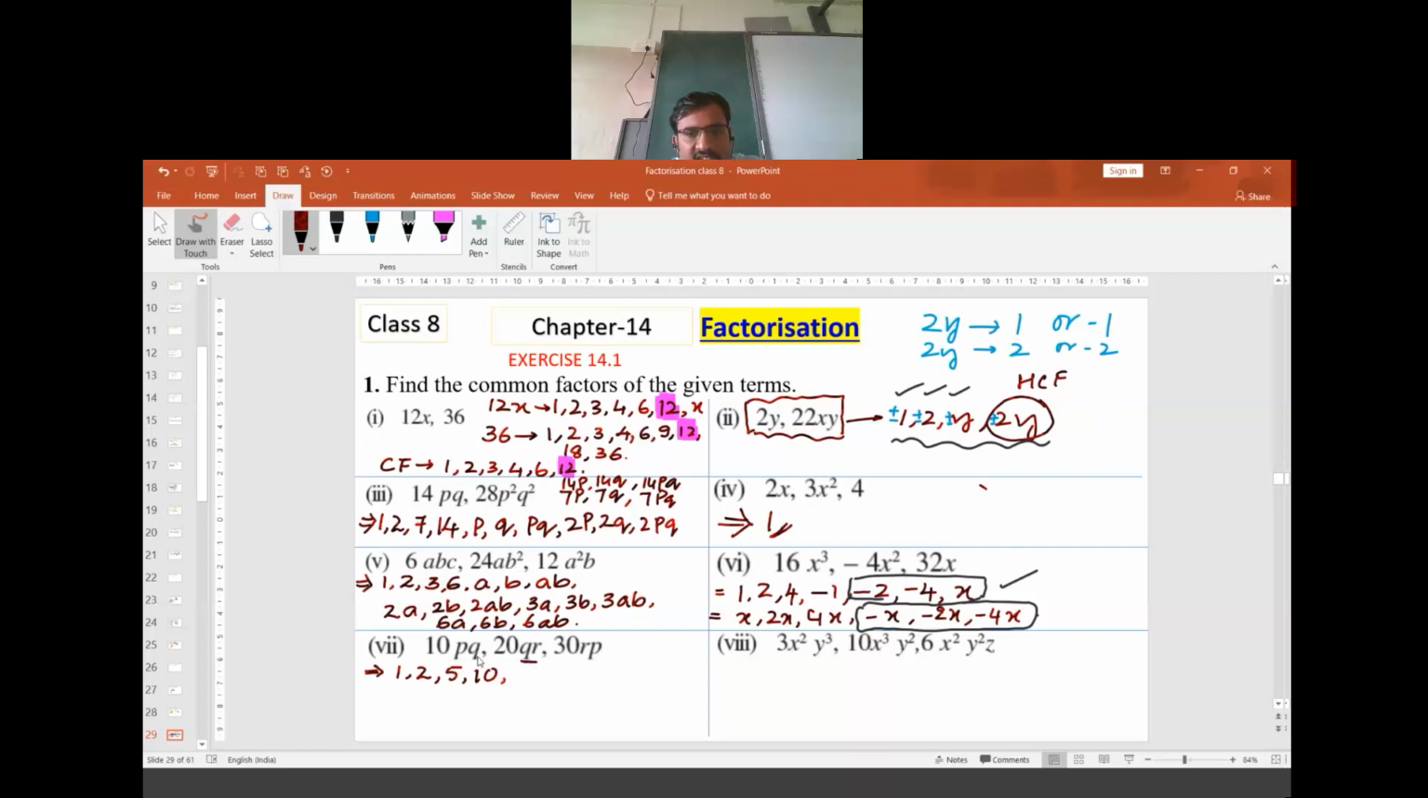We should not write Q also. Q is also not there in this. R will also not come. All are not common. Only these are the common factors.